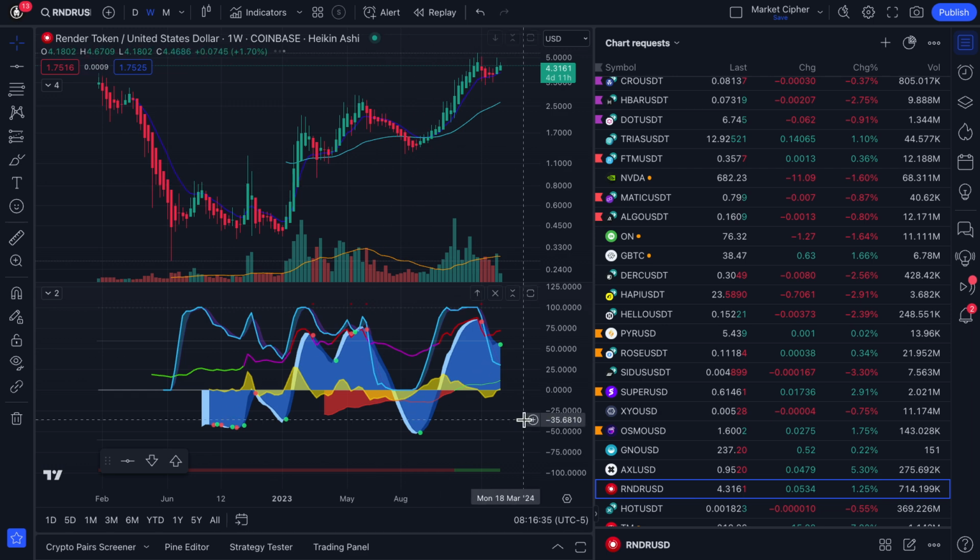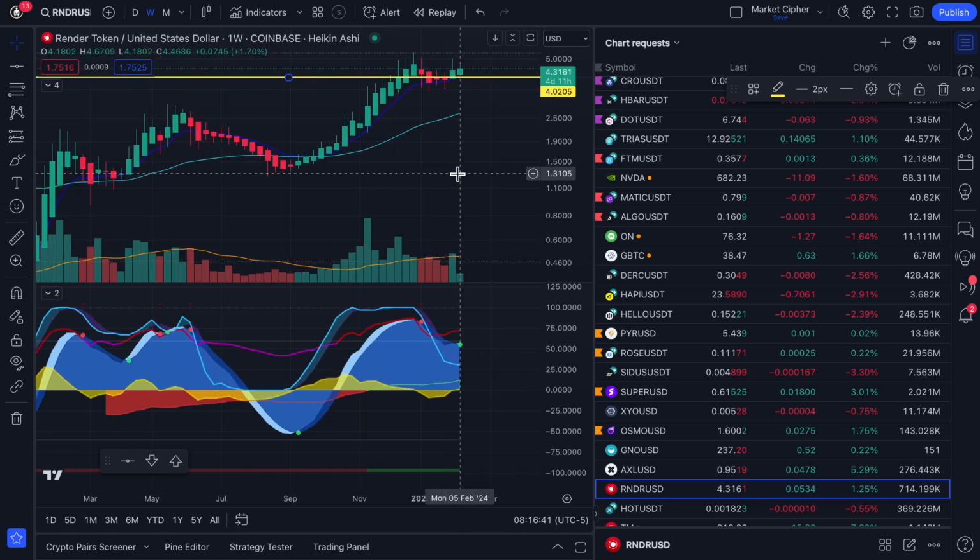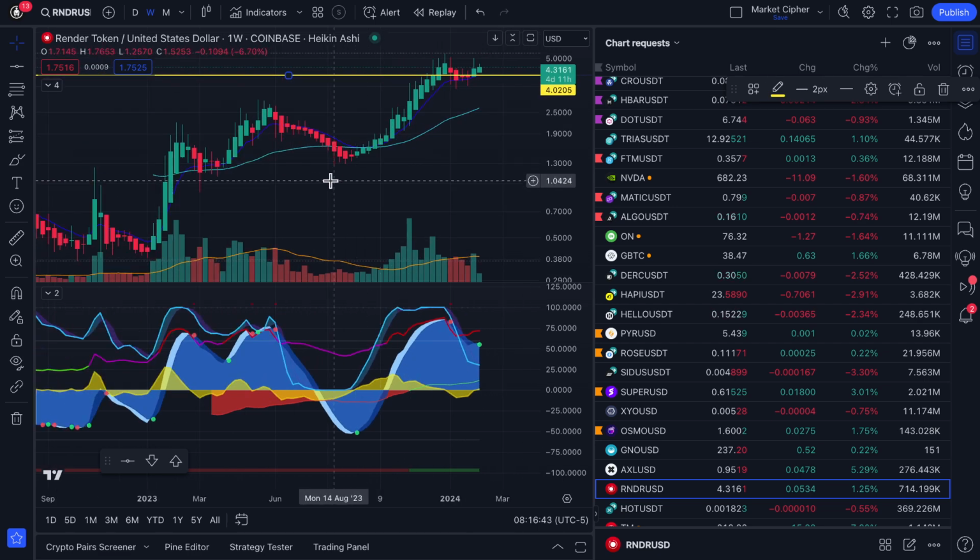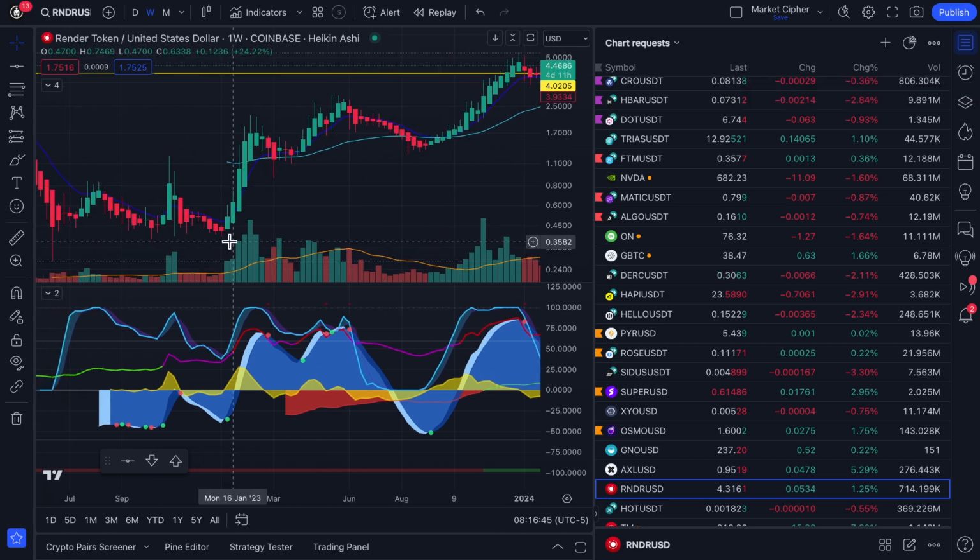RNDR. That one's got a green dot as well. Looks like it wants to continue. Use a stop loss at about $4. You're risking about 30 cents to the downside, which is less than 10 cents. Playing on the continuation. Here's another perfect setup.